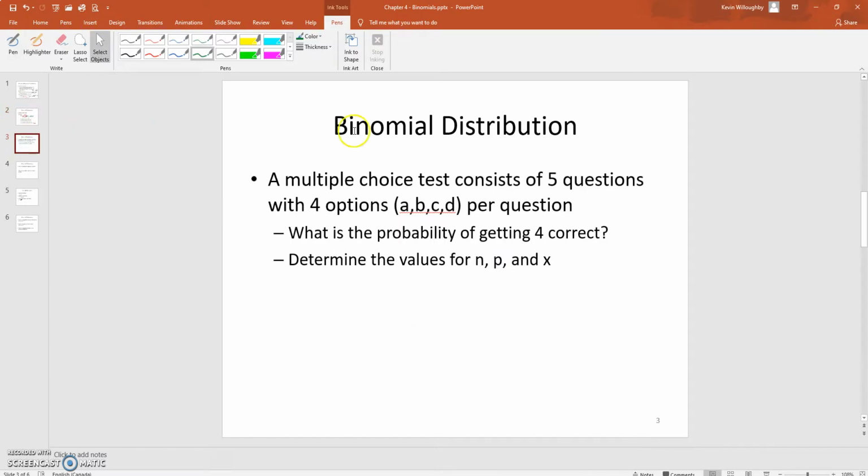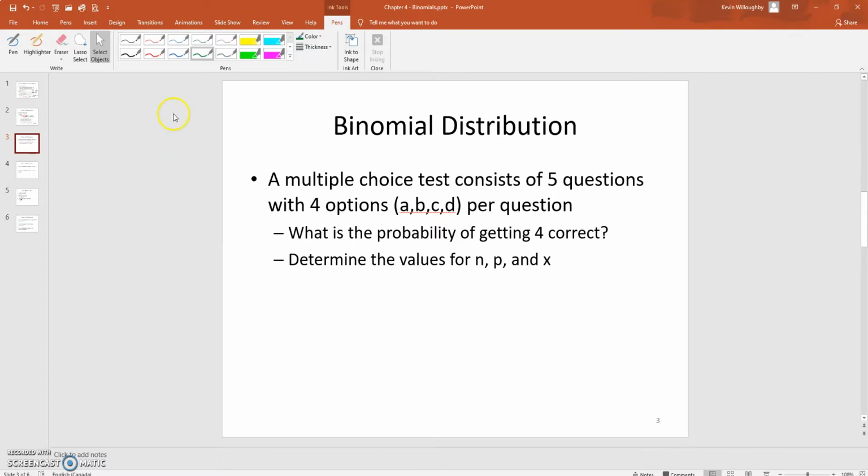So let's look over this example here. A multiple choice test consists of 5 questions, with four options, A, B, C, or D per question. And we want to know what's the probability of getting 4 correct, exactly 4. So getting 80% on this test.